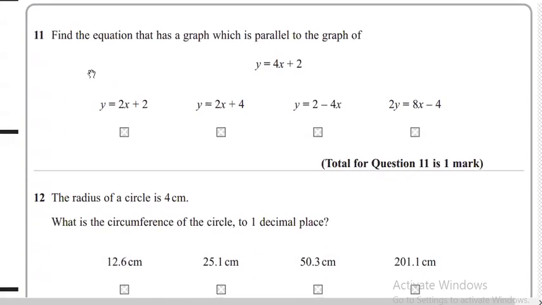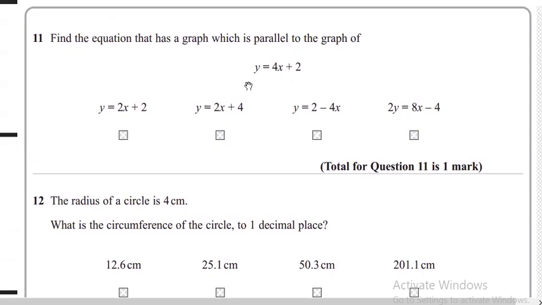Question 11. Find the equation that has a graph which is parallel to the graph of y equals 4x plus 2. Now, first you have to understand that the equation is like this. y equals mx plus c. Now, we all know what's the meaning of m. m is the gradient of the equation, as long as the y has a coefficient of 1, this means that there's no number next to it, and the number next to it is 1. The m is the gradient of the equation.